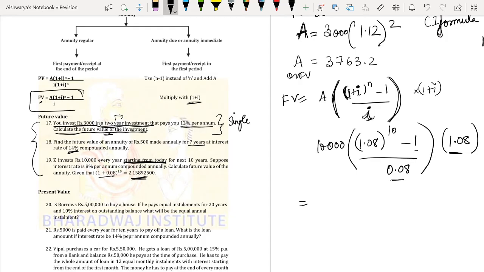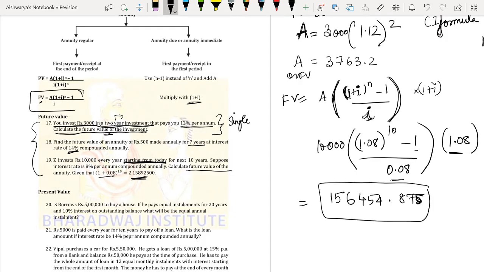Question very clearly says future value. That is why. Are we clear with the concept of beginning of the year? Can we proceed to present value? Yeah. It says starting from today, no? Every year starting from today.